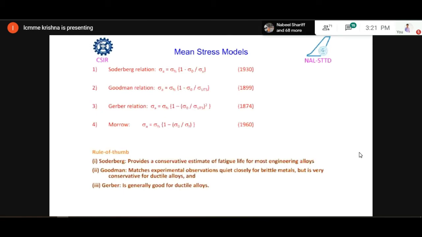The rule of thumb that we follow provides a conservative estimate of fatigue life. For most engineering alloys, we go by the Soderberg relation. But Goodman gives a very close match to experimental results for brittle metals, and it is very conservative for ductile alloys. And Gerber is generally good for ductile alloys. So these are just some of the thumb rules that have been listed here.